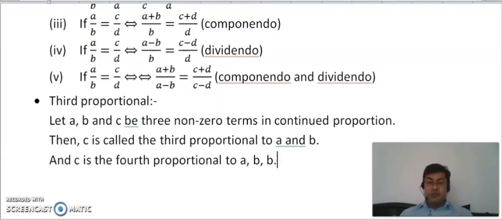Now in the next video we will start with the exercise. Since this year the exercise of the ratio portion is omitted, so we are going to solve the exercises which are based on the proportion and its properties. Okay, take care and thank you very much.